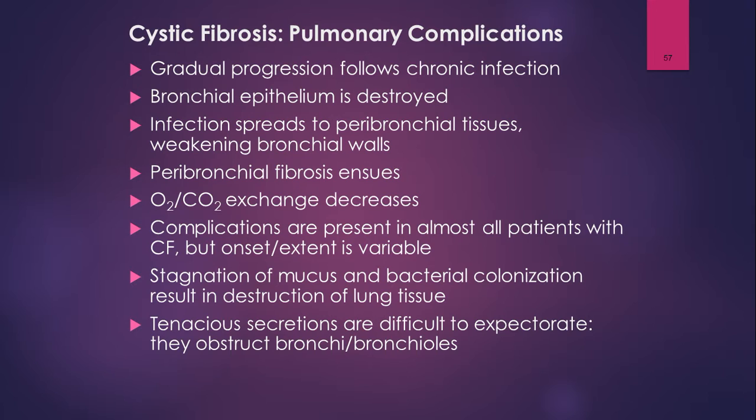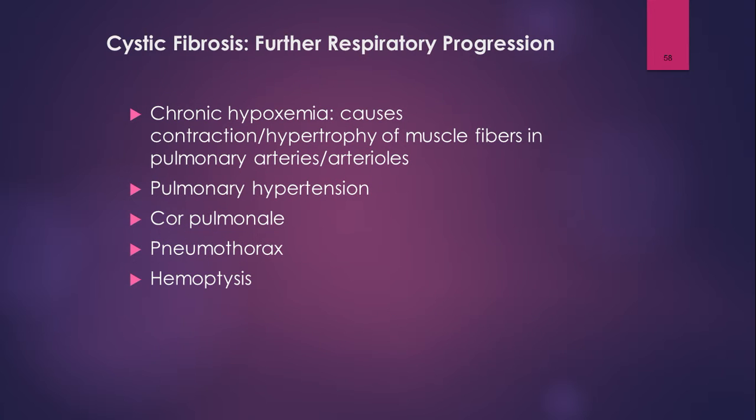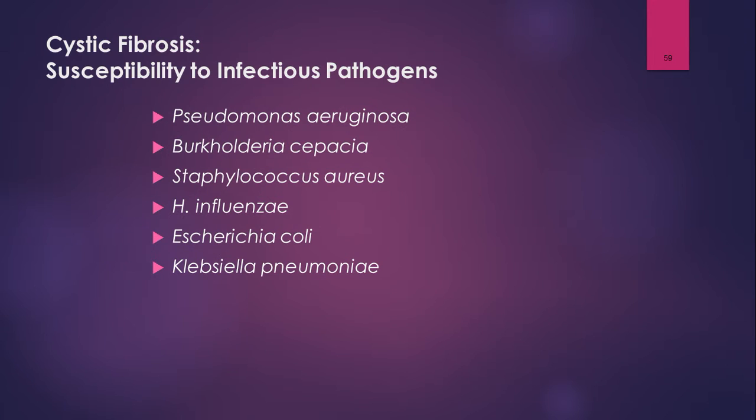Lung tissue is destroyed because of the stagnation of mucus and the bacterial colonization. Tenacious secretions are difficult to expectorate. They obstruct the bronchi. Further respiratory complications occur. They result in chronic hypoxemia. This causes contraction and hypertrophy of the muscle fibers in the pulmonary arteries and arterioles. This can result in pulmonary hypertension, cor pulmonale, pneumothorax, and hemoptysis. Patients with cystic fibrosis are susceptible to infectious pathogens such as Pseudomonas, Staphylococcus aureus, Haemophilus influenzae, E. coli, and Klebsiella.